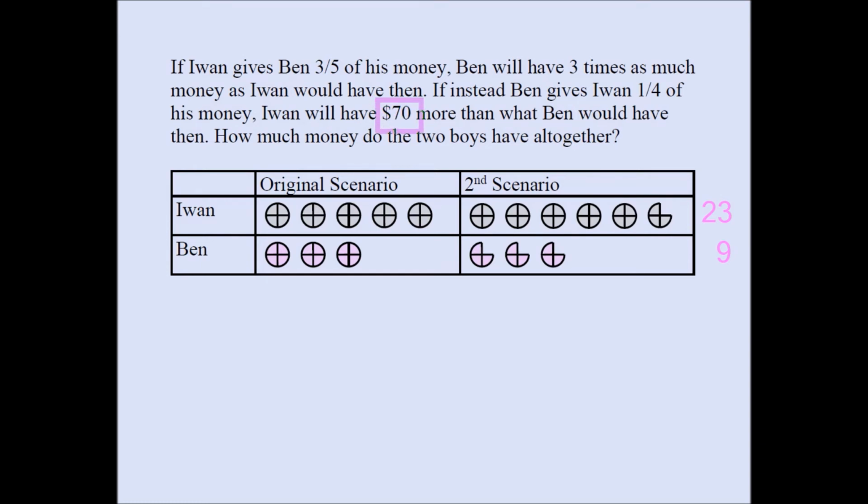Now, this is where you want to pause and reflect, and make sure you genuinely understand what I just said. Let's repeat it. After the transfer of money from Ben to Ivan, Ivan ended up having 23 quarter circles, and Ben ended up having 9 quarter circles. That means Ivan ended up having 14 additional quarter circles compared to Ben. Therefore, $70 must represent 14 quarter circles.